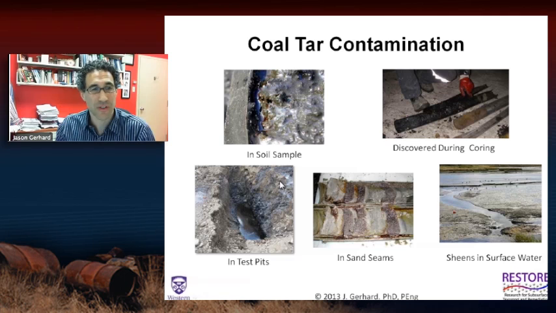Test pits where you have a lot of mobile NAPL, for example, you see in the bottom left here. You also get coal tar contaminating sand seams. And of course, where there's surface waters, you can get coal tar sheens contaminating the surface water. So it's a black, viscous, recalcitrant liquid which shows up wherever it's been released to the subsurface.